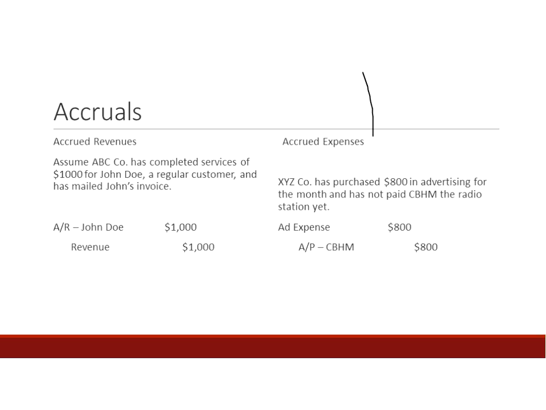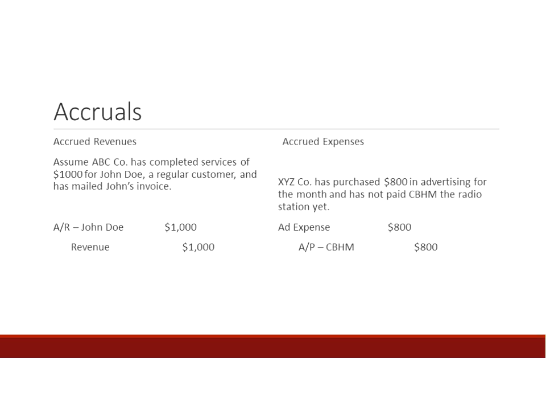Okay. The next type of adjusting entry, as we chatted about, was accruals. And again, this is where we've either completed a service and not yet received the funds, or we've incurred an expense and not yet paid for it. So let's look at ABC Company, who's completed services of $1,000 for John Doe, a regular customer, and they've just mailed John's invoice out. They're going through their books and they need to do adjusting entries for this period.